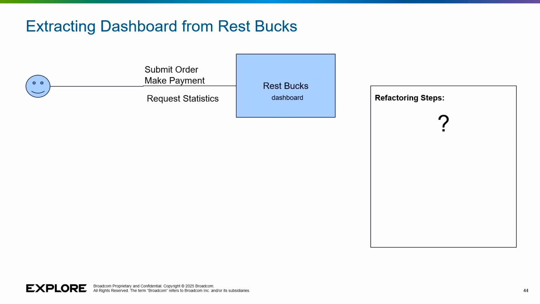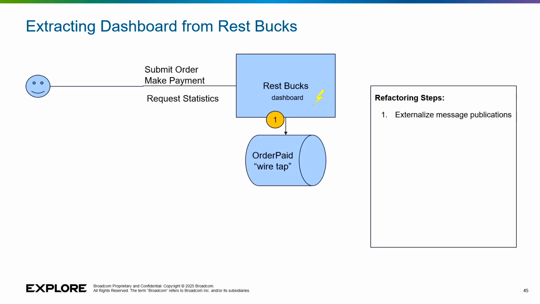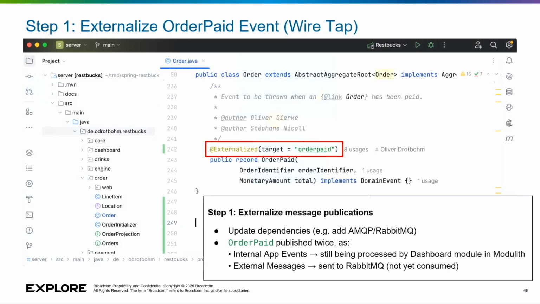So, what are our steps? Step one is we need to externalize the messaging publication. So not only do we want that order paid message to go within the monolith, we want it to go to a messaging framework like Kafka or Rabbit. So how do we do that? One of the things I need to do is pull in either a Kafka starter dependency or an AMQP starter dependency if I'm using Rabbit.